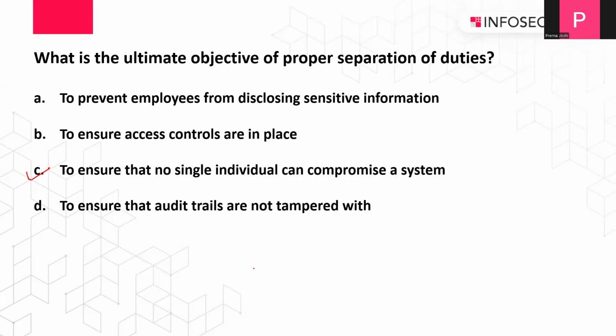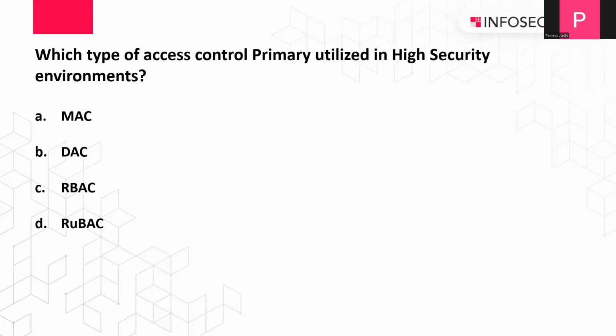Now let's move to the next question. Which type of access control is primarily utilized in a high security environment? Whenever we talk about a high security environment, we have mandatory access control. Why? Because in the military and in research centers where we need high security, we always use mandatory access control, because here we have labels and levels, and based on that we give the security. So wherever you see a high security environment, MAC is the one. The correct answer is A, MAC, which is mandatory access control.